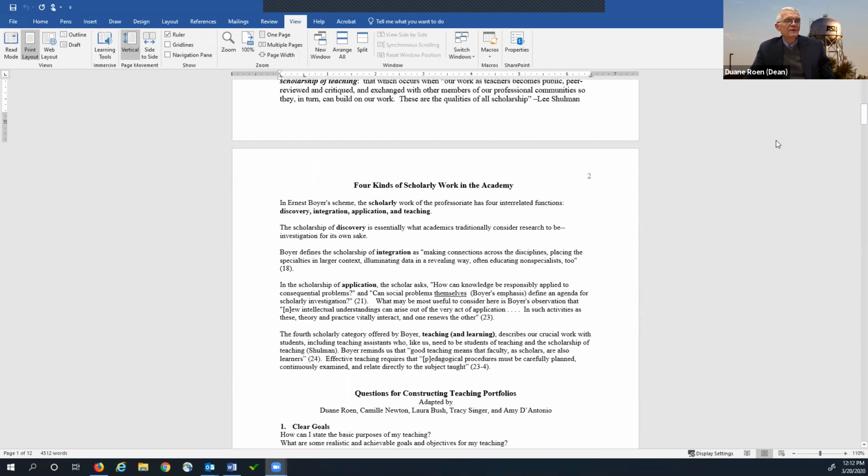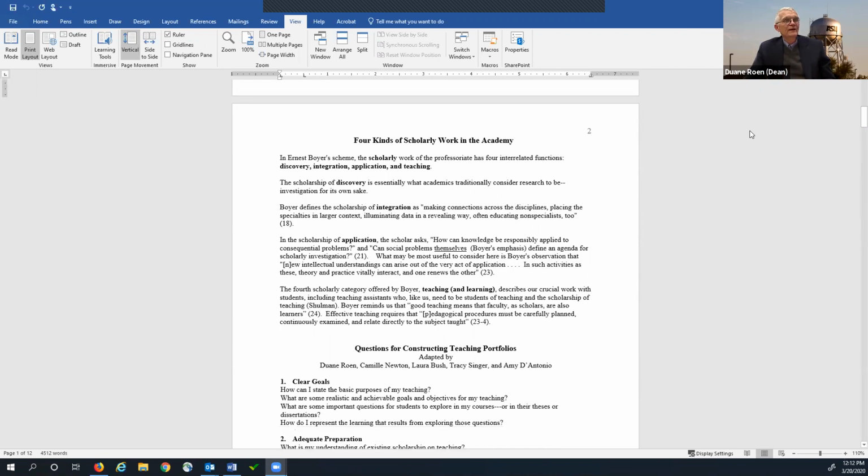So Boyer in 1990, I said this is the book that really got these conversations going. He talked about, actually, in the book, 4 kinds of scholarship, and then he had an article that followed that talked about a 5th kind of scholarship. So he talks about the scholarship of discovery, traditionally what we consider our research to be, whether we do research on honeybees or how people learn to write or whatever it is. And then I'm going to skip integration, come back to that.